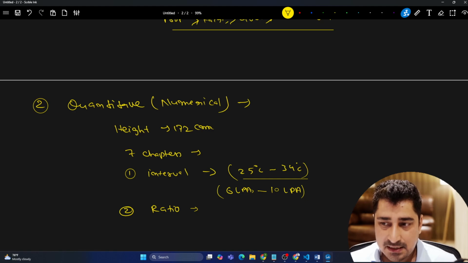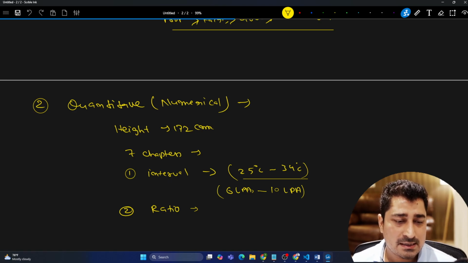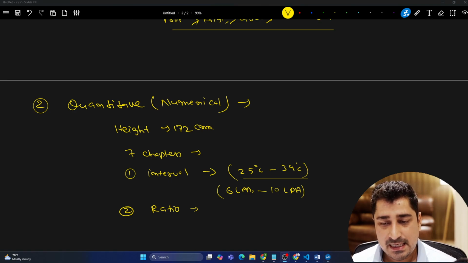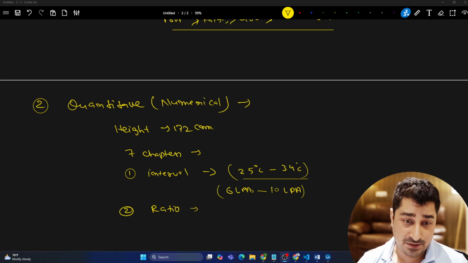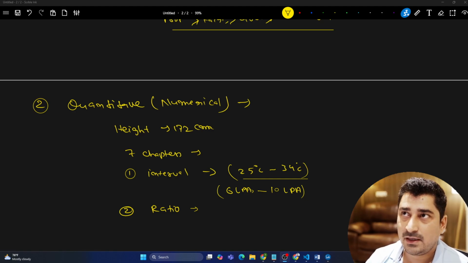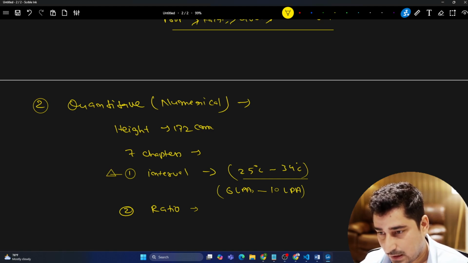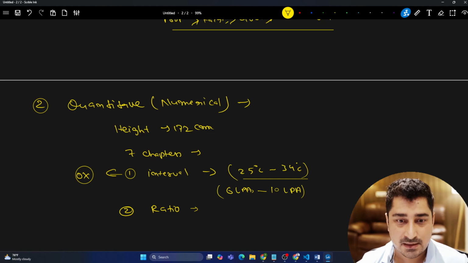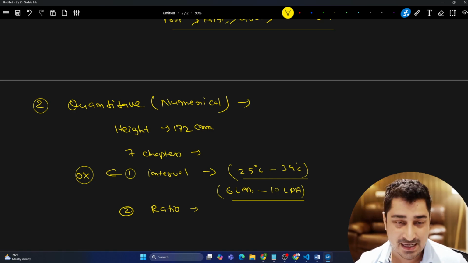Now, the other category that you will be able to find is called a ratio. What is the meaning of a ratio? Let's try to understand that. We are able to understand the interval, right? Now, the thing with the interval is that interval can't be 0. You can't say that this interval is going to be 0 at any point of time.